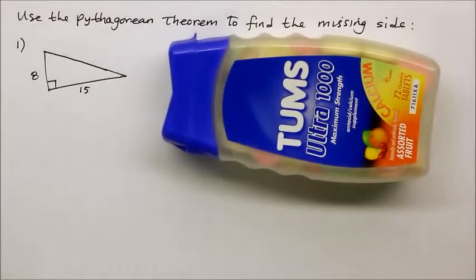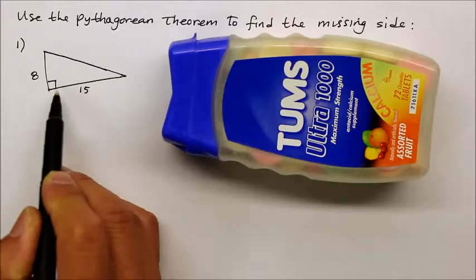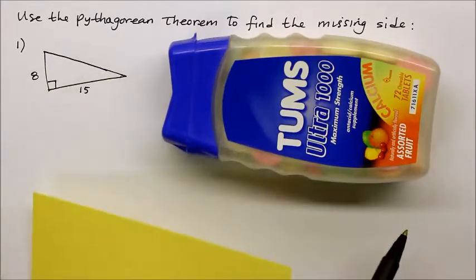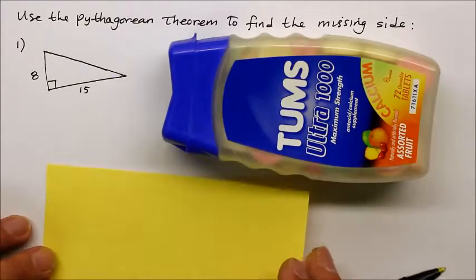Hi, this instructional video is about the Pythagorean Theorem: how to use the Pythagorean Theorem to find the missing side of a right triangle. Before we get started on this one, there are some things we need to understand.